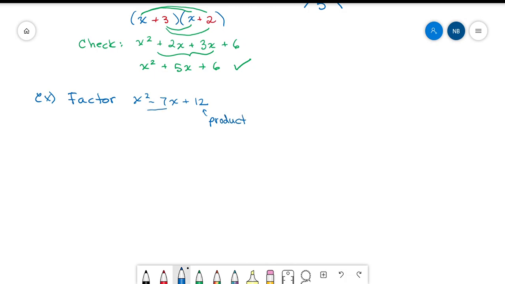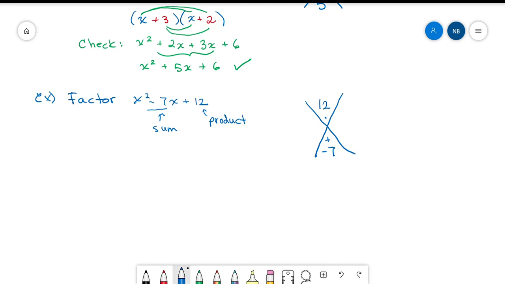Negative 7 is our sum. So if you want to use the X for organizational purposes, you put the constant term at the top and you put the middle coefficient at the bottom. Now we have to think of factors of 12 which add up to negative 7.